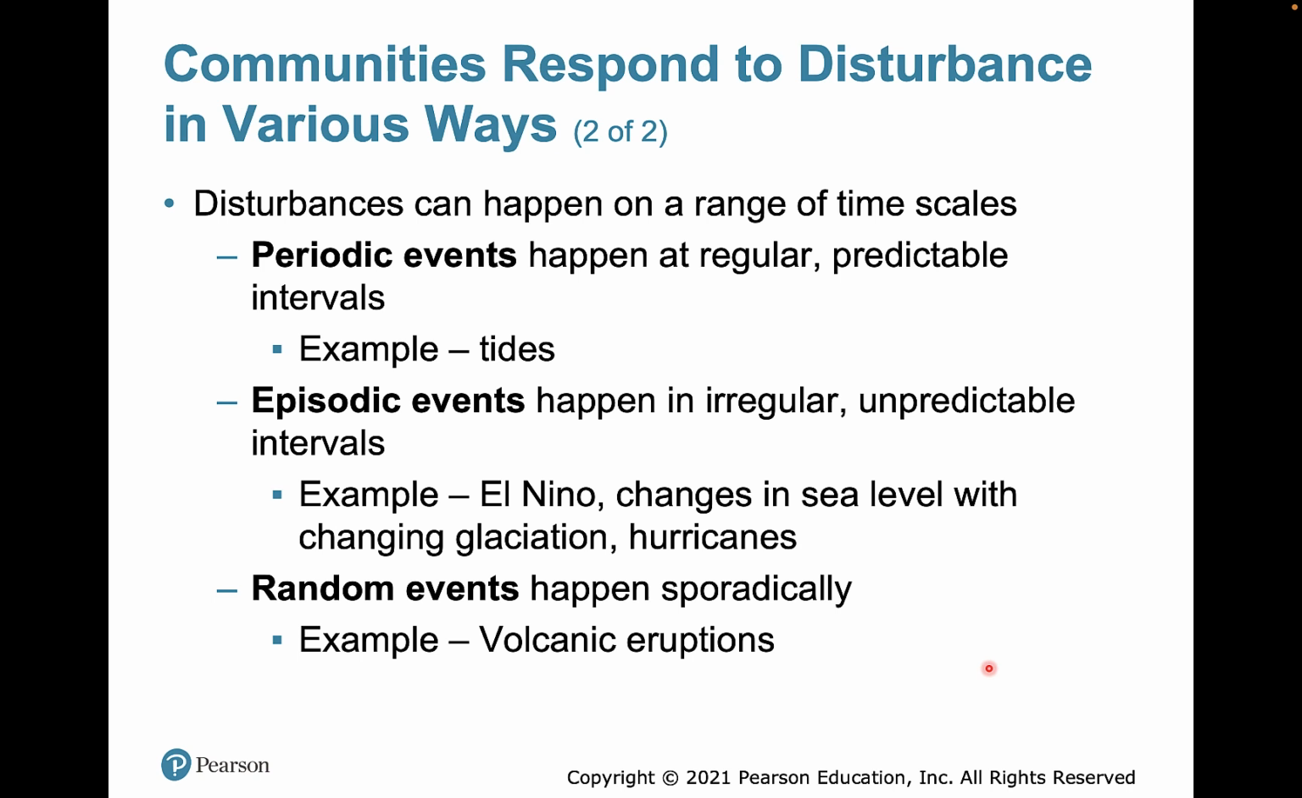Random events, there's no pattern. It's sporadic. It might not happen for 1,000 years. It might not happen for 100 years, or it might happen every day, depending on the type of volcano you're looking at. So those are some examples of the timescales of disturbances.